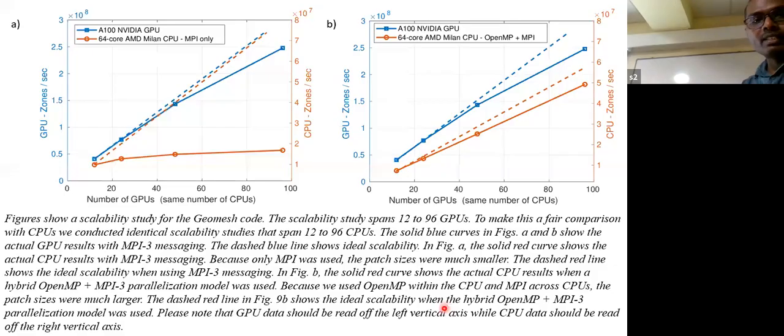So this completes, okay, I'm sorry, one more slide. We also did the scalability study for the code. We found that the code is scalable from 12 GPUs to about 96 GPUs. This is ideal scalability for the GPU, and this is the practical scalability that we obtained with the GPUs.